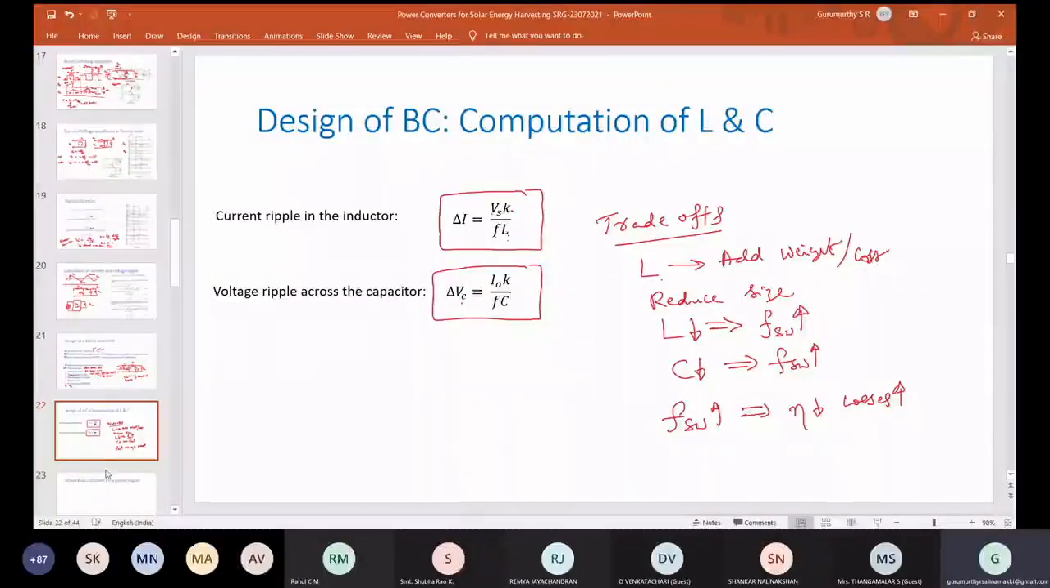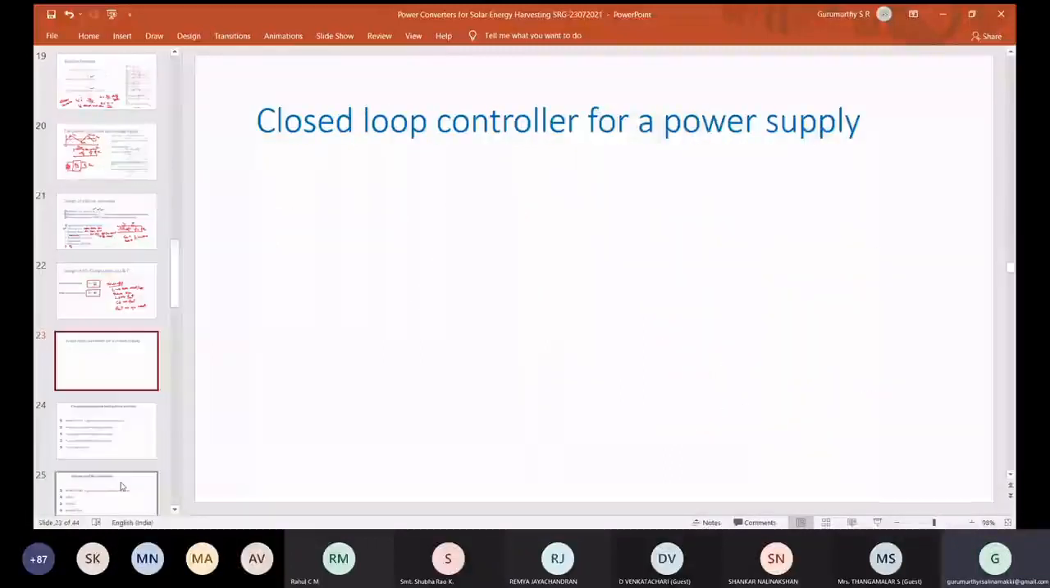Now let us say we have selected the L and C, and we have selected the device and other things. Now let us say we have to build a power supply. How to make a power supply? We want a constant output voltage, right? As we have been discussing from the beginning, all our gadgets work with constant voltage. So you have to have a constant output voltage.